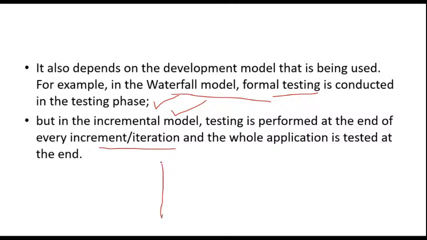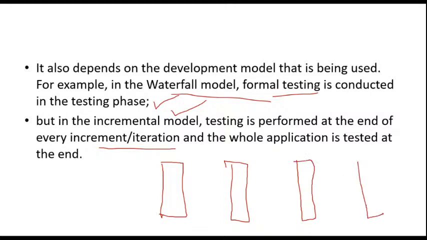Incremental model means, for example, this is one increment, this is the second increment, this is the third increment, this is the fourth increment. One increment contains the requirement phase, design phase, coding, and testing. This is one module or one iteration. Similarly, there is the second iteration, the third iteration, and the fourth iteration.